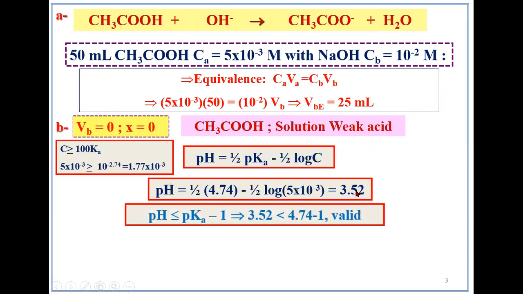Check it out. Is this pH less than pKa minus 1? This is the second validity, or a further validity, to make sure. Indeed, this pH, 3.52, is less than the pKa minus 1, and therefore this is valid, and therefore the use of this equation is also valid. Again, we didn't need that because we had seen that concentration is greater than 100 Ka.